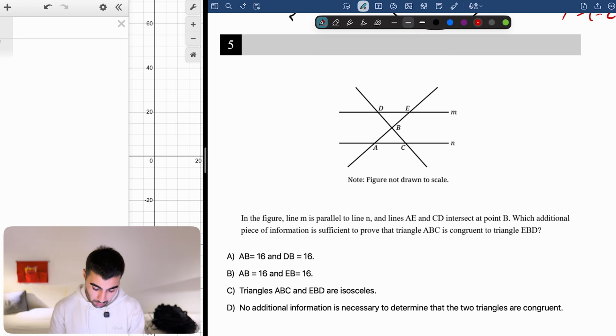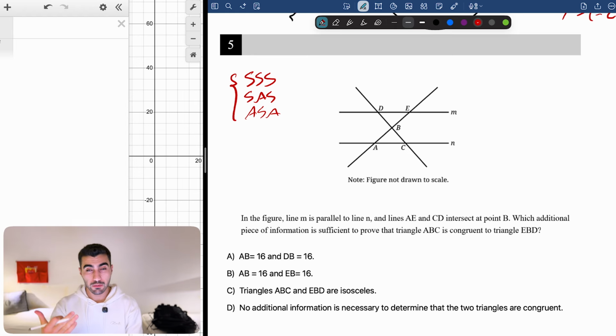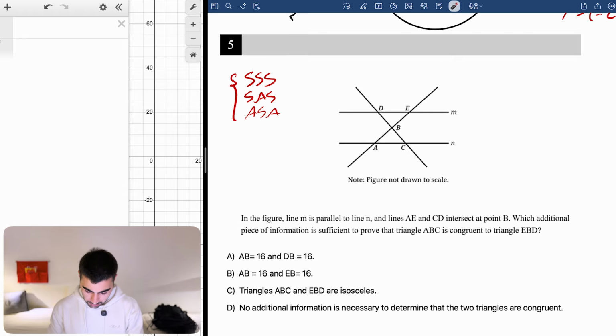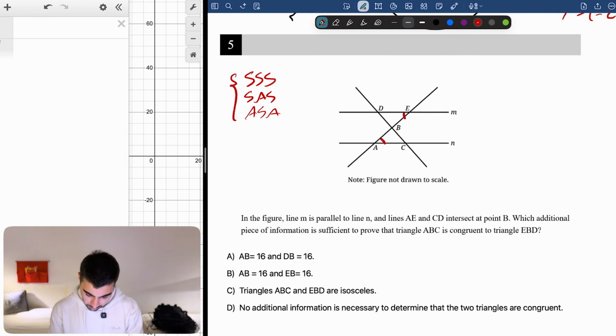So first, let's write the congruence rules. We have 3 rules: side, angle, side, and angle, side, angle. Based on these, if we get any one of these, then that means the two triangles are congruent, right? So let's check the shapes. We know that because these two lines are parallel and this line is intersecting those two parallel lines, this angle and this angle are going to be equal. So this angle and this angle are equal, and also this angle and this angle are equal, right?